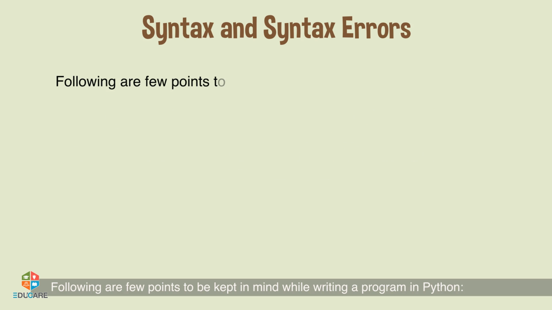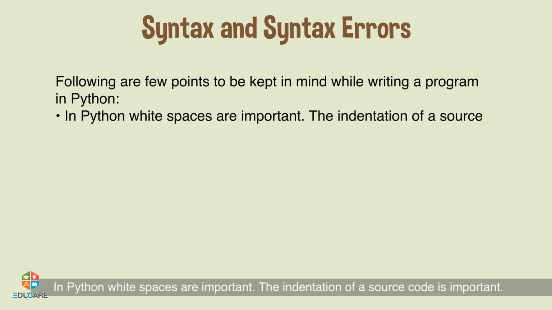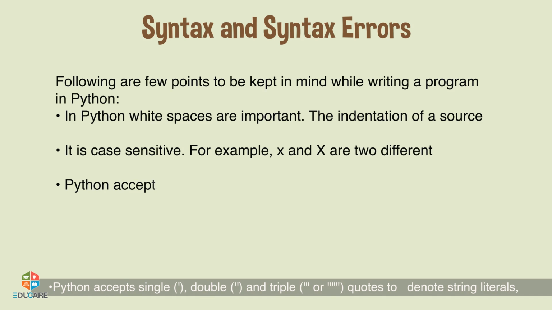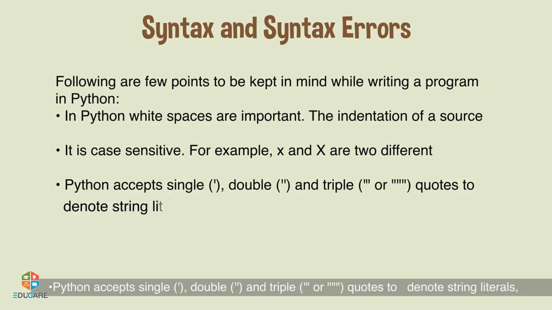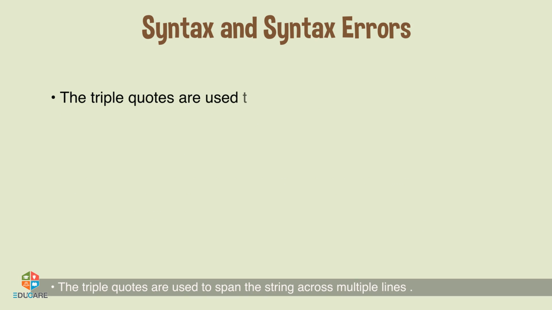Following are a few points to be kept in mind while writing a program in Python. In Python, white spaces are important. The indentation of source code is important. It is case sensitive. For example, small x and capital X are two different variables in Python. Python accepts single quotes, double quotes, and triple quotes to denote string literals as long as the same type of quote starts and ends the string. The triple quotes are used to span the string across multiple lines.